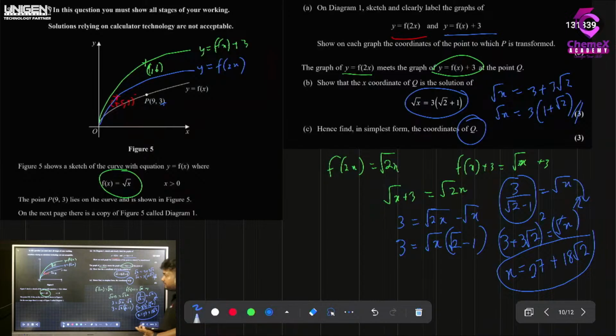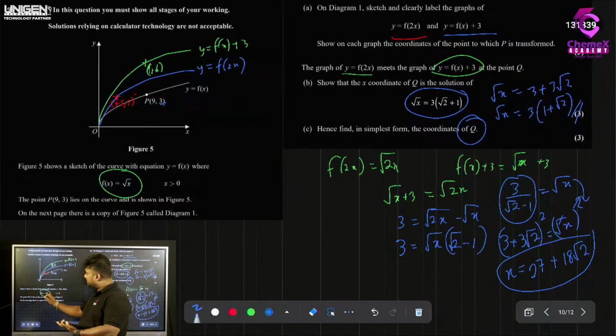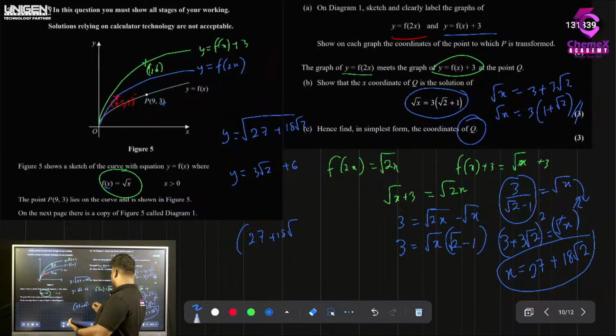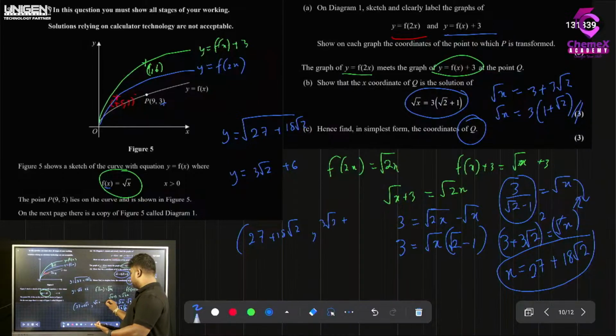That's x. How do you find y? Y equals root of the x value, 27 plus 18 root 2. So what's the answer you get when you type that? 3 root 2 plus 6. So x is going to be 27 plus 18 root 2 and y is going to be 3 root 2 plus 6.